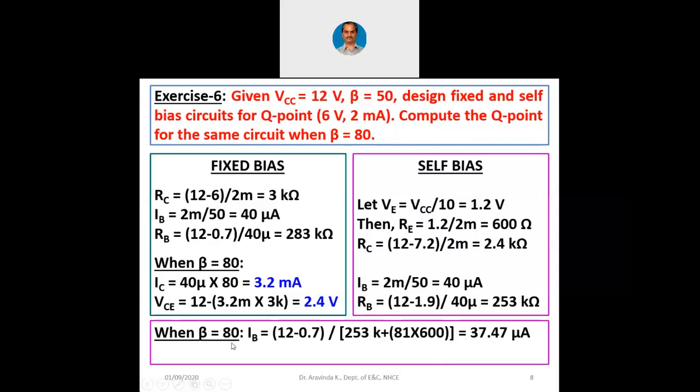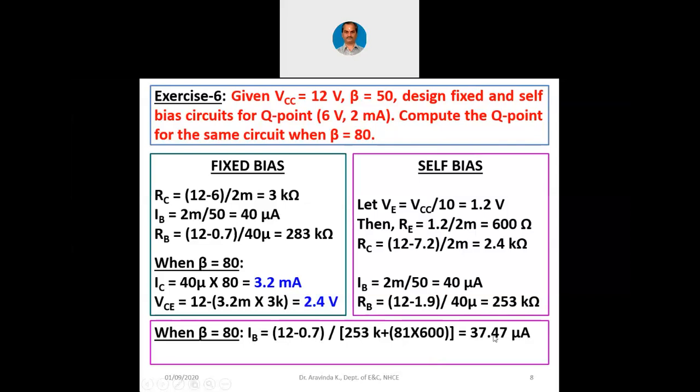So, as beta is 80, IB is going to change. In the earlier case, IB is not going to change because the RB is fixed there. But in the self-bias, there is RE in the expression of IB. That is why we have to find out the IB once again, that is 12 minus 0.7 divided by RB plus 1 plus beta into RE, we get 37.47 microamperes.